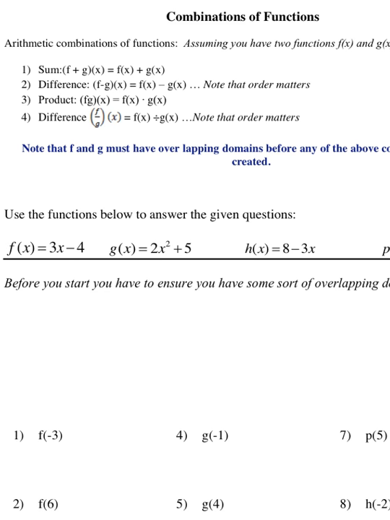Okay, Longhorns, this is going to be the last section for this 6 weeks. We're going to be doing combinations and composition of functions. And for the first part, we're going to do the arithmetic combinations, which is basically the sum, difference, product, and quotient. This number 4 right here should say quotient. So I'm going to erase that and type in quotient.